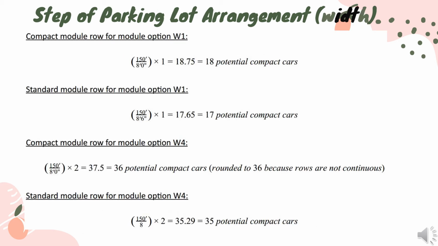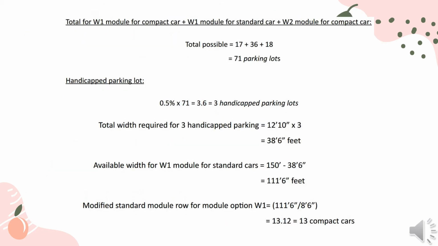Next is the step of parking lot arrangement in terms of width. In this slide, we are determining the total number of cars per module. Using the total number of cars per module row, we are able to determine the total possible parking lots for the new arrangement. And from that, we need to provide a total of 3 handicap parking spaces based on the needs of 5% of the total parking space. So the next is the calculation for the handicap parking.